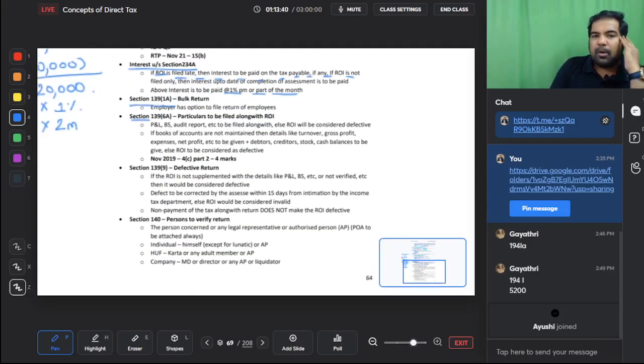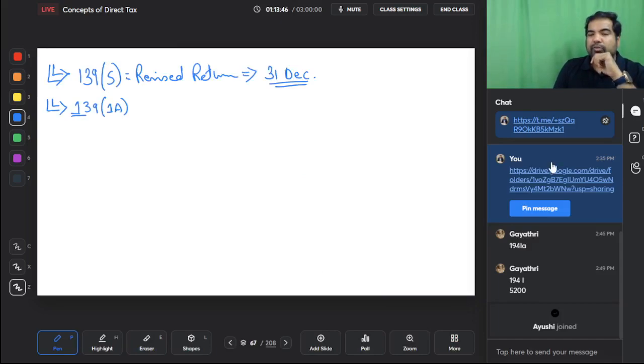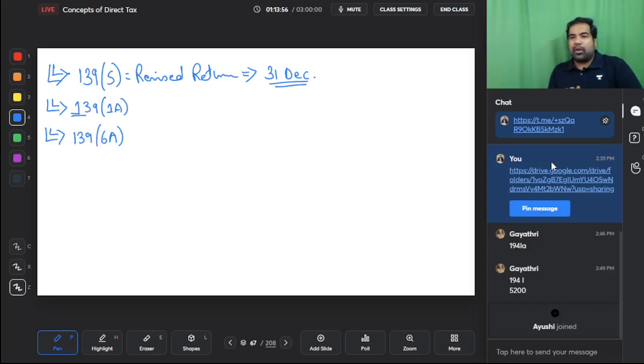Next, what are the particulars that need to be filed along with ROI? Guys, it's almost like you making an application for a job. Do you need to attach your documents, etc.? Same way, under 139(6) and 6(a), you need to attach a lot of documents, but nowadays with electronic filing, you don't need to attach any documents. You just need to provide the details.